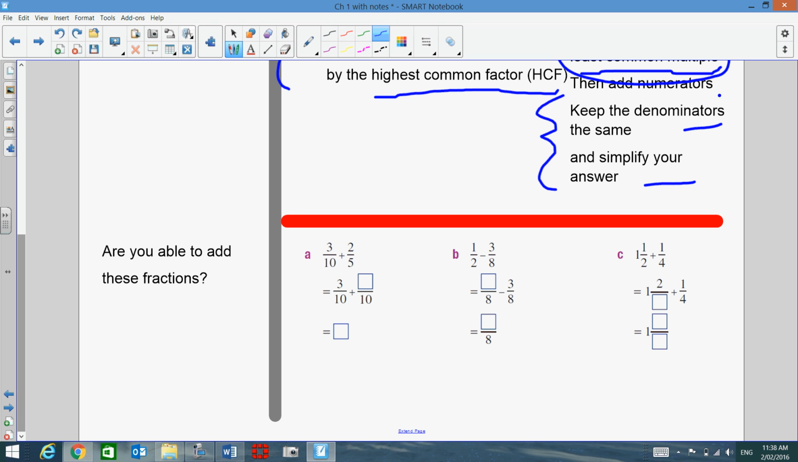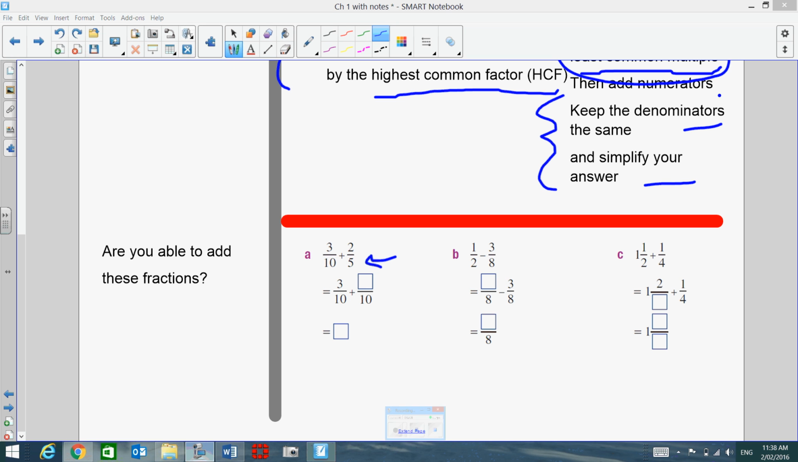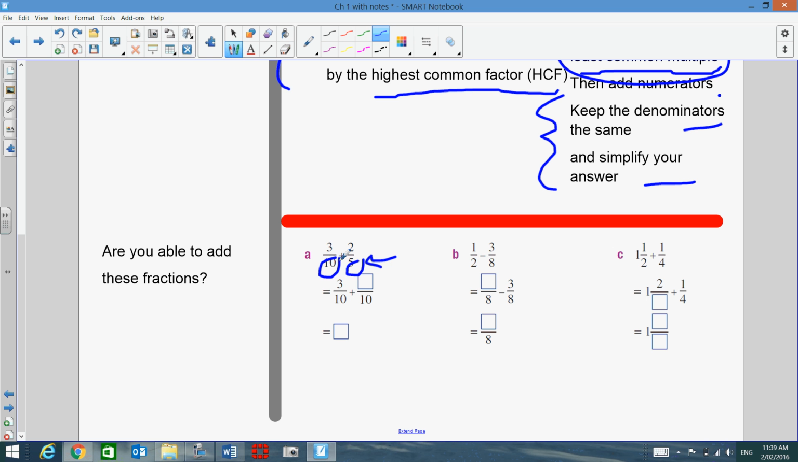First, we're looking at, are you able to add these fractions? So first, our eye goes immediately to the denominator, and we're asking, can we actually add them the way that they are at the moment? When you look at this first example, you'll notice the denominator has a 5 and a 10. So they are not the same.